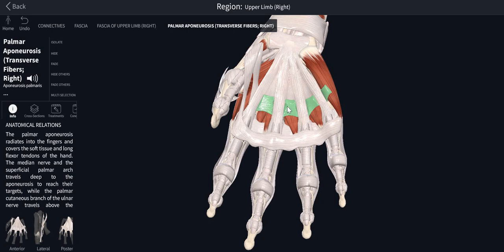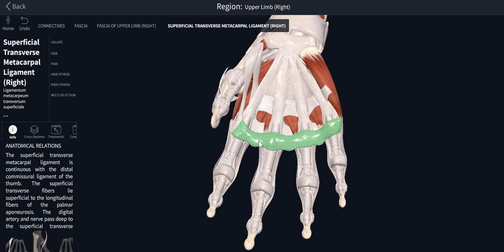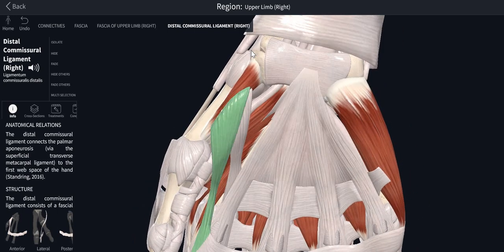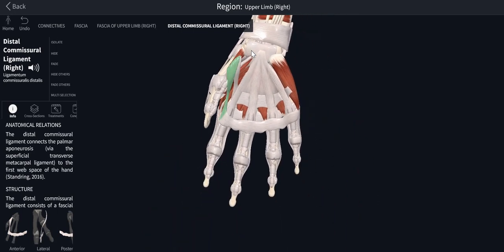This here is the proximal transverse ligament of the palmar aponeurosis, and this over here is the natatory ligament, or the distal transverse ligament. Also, we have the commissural ligaments, which are found right here. So these are the commissural ligaments. This is the distal, this is the proximal. The distal is the one that's actually more involved with the palmar aponeurosis, and it's part of the thenar fascia. Thenar fascia attaches to the thenar muscles, which we will talk about later on.